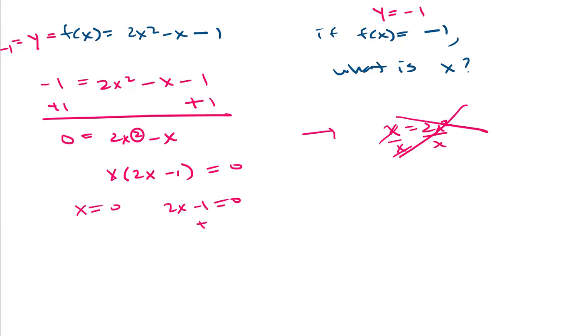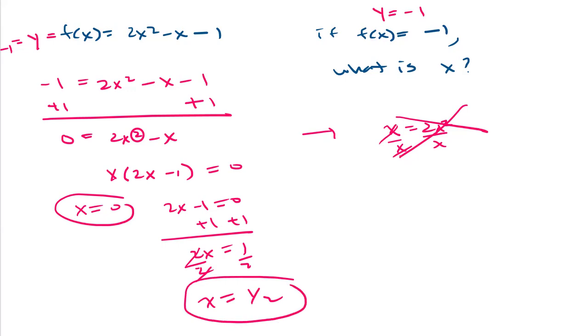Okay. Then I just add 1 on both sides here and then divide by 2. So x is going to give us 1/2, and then the other one is just going to be 0.